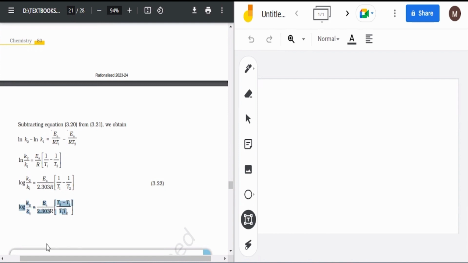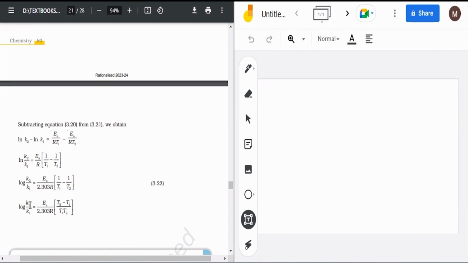So ln k2 by k1 is equal to E upon 2.303 R times (1 by T1 minus 1 by T2). From here we can define the rate constants k2 and k1 for the same reaction at two different temperatures. This formula is also very important, asked frequently in exams. You will be given the value of k1, you will be given the values of T2 and T1, and you will be asked to find the value of k2.